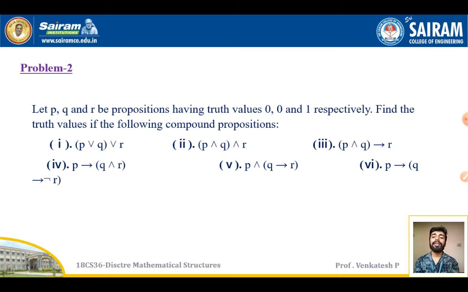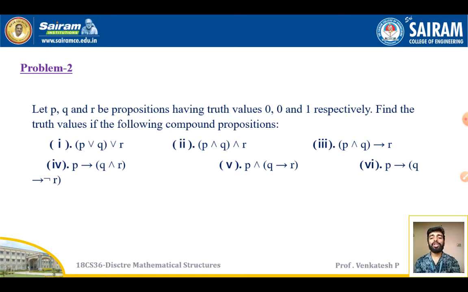The first one is P or Q or R. P and Q and R. P and Q which implies R. P implies Q and R. P and Q implies R. Fourth one is P implies Q implies negation R.